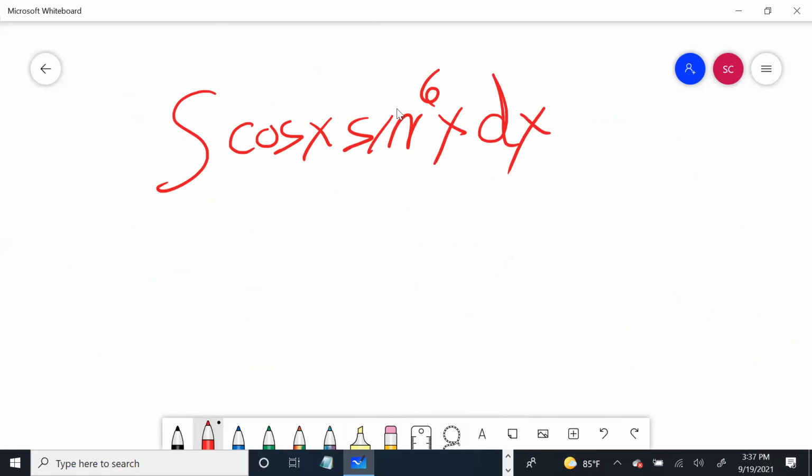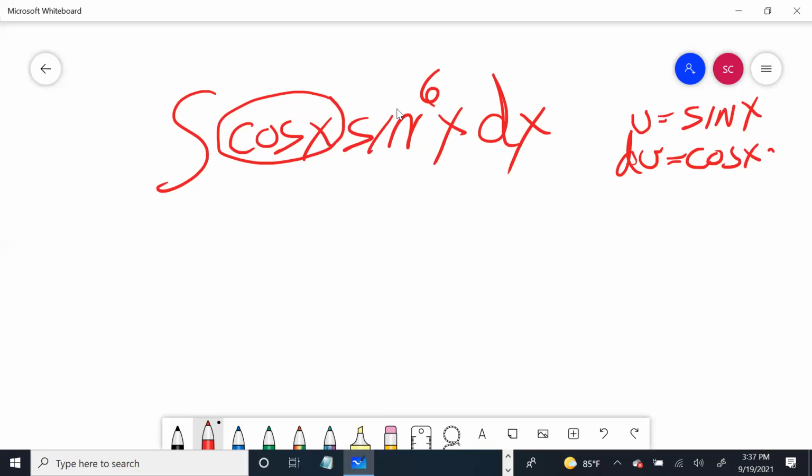Yeah, if I had something like the following. Notice that if u is going to be sine x, the derivative of u is cosine x. So that's the pattern I'm looking for. And it doesn't really matter whether the sine x is in the numerator or the denominator. The fact is that I need the multiplier to be the derivative of the inside. And the inside is sine x. In other words, I'm going to let u equal sine x, which means du would be cosine x dx.